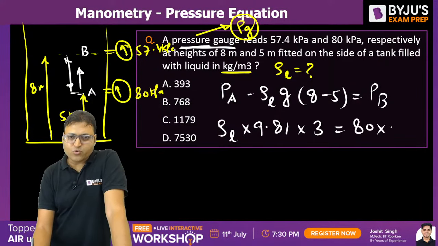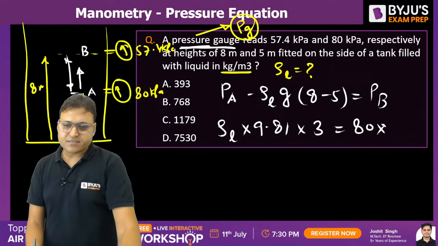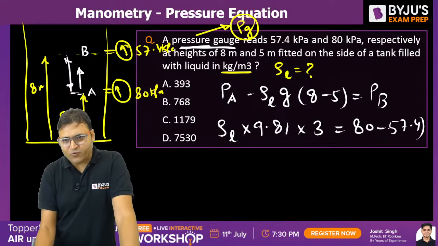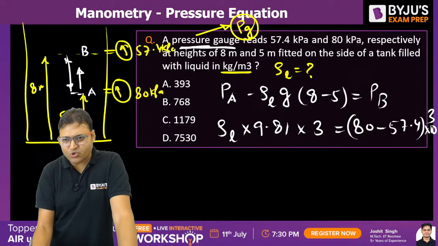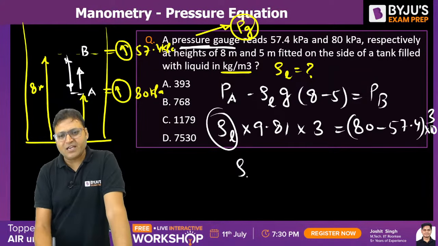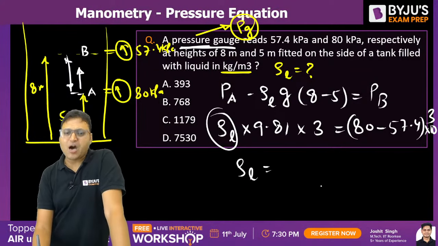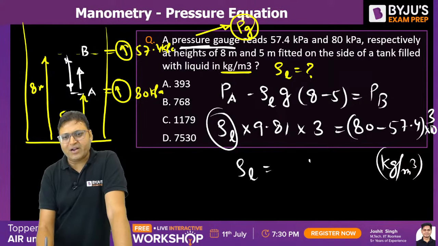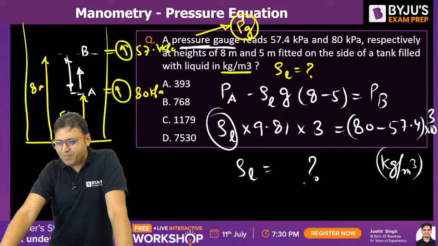80 minus 57.4 into 10 to the power 3. Can you solve it? Can you find out the density of the liquid? Density of the liquid will be how much? If you put all the parameters in their SI unit, your answer will be in kg per meter cube.